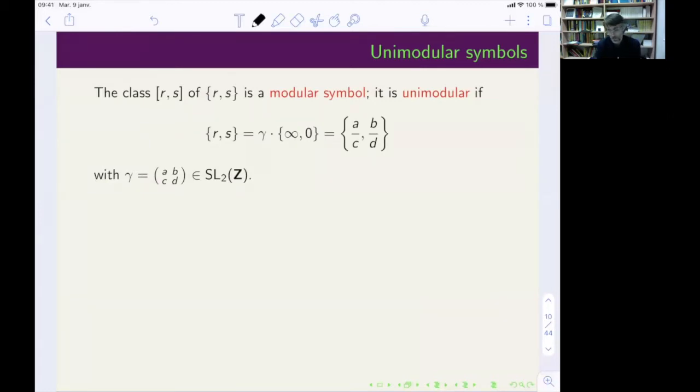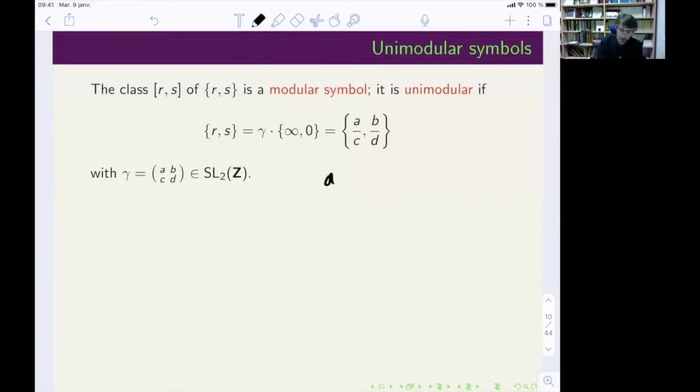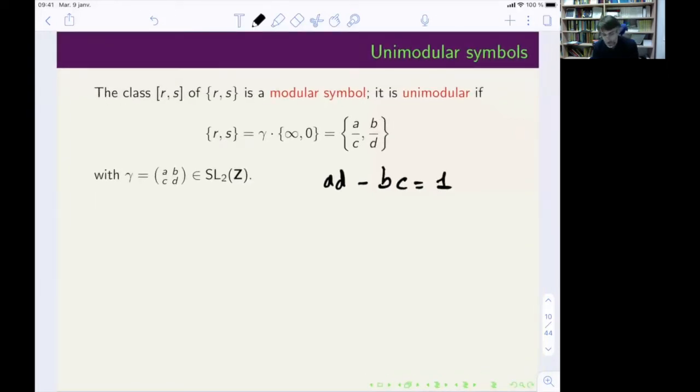And I will be especially interested in particular modular symbols, the ones that are called unimodular, which correspond to a geodesic from two rationals, let's say A over C and B over D, such that the matrix gamma is of determinant one. So it means that AD minus BC is equal to one. So that's a particular case of modular symbols.